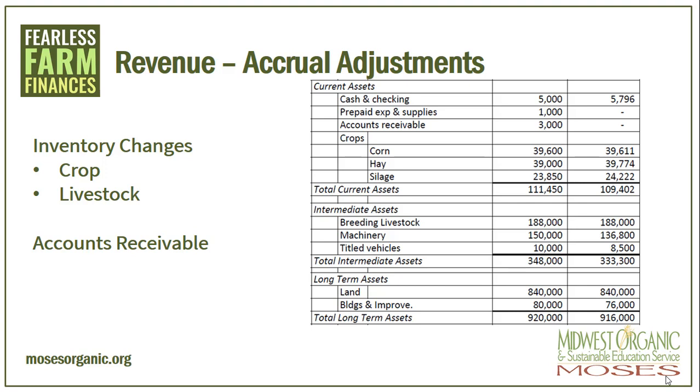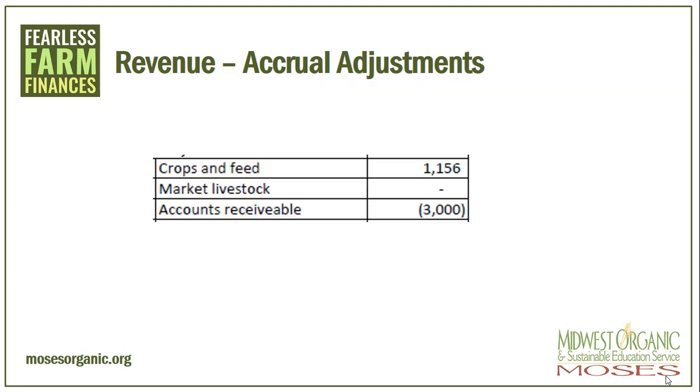At the beginning of the year, we started with $3,000. We ended with $0 in accounts receivable. No one owed us any money at the end of the year. This is a $3,000 difference, but it actually went the wrong direction. So, in our income statement, we're going to want to record this in the parentheses, meaning it's a negative number. So we will actually subtract this from our income.